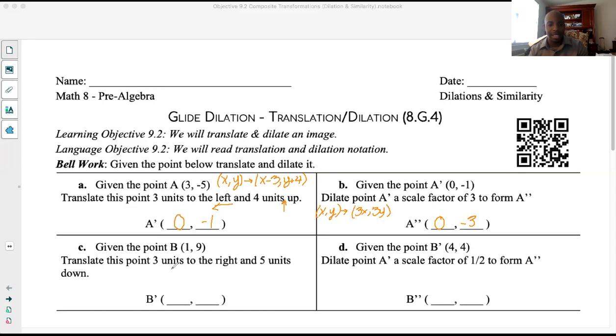All right? Let's look at C. C, I give you a brand new point. I give you (1, 9). Now (1, 9), I want you to translate this point 3 units to the right and then 5 units down. So 3 units to the right and 5 units down.